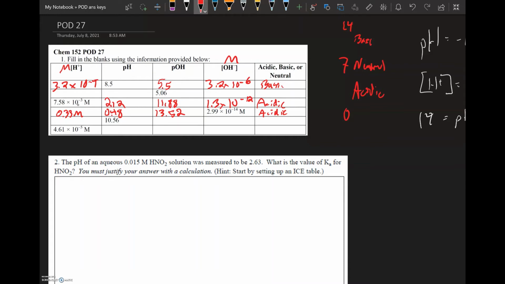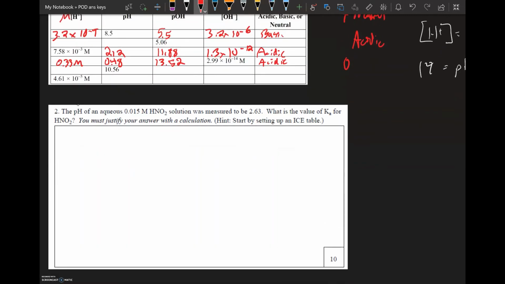Now, the thing that you have to keep in mind is that you want to understand the differences between strong acids and weak acids. That really makes a huge difference in how you go about solving for the pH or whatever the case might be. Now, in number 2, it says the pH of an aqueous solution of 0.015 molar HNO2 was measured to be 2.63. What is the value of Ka for HNO2?